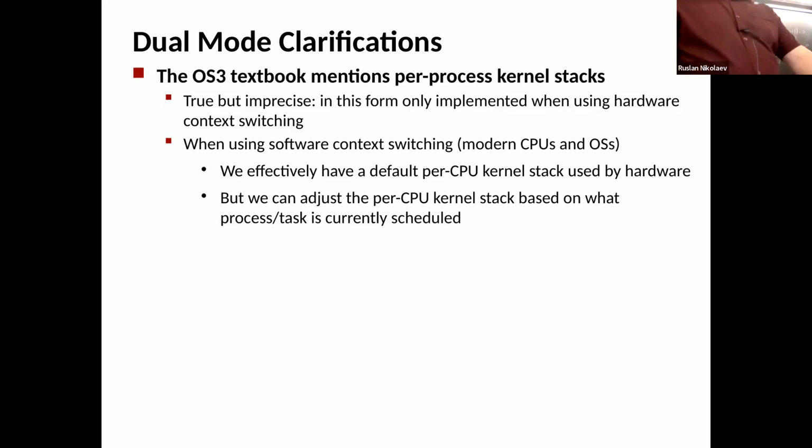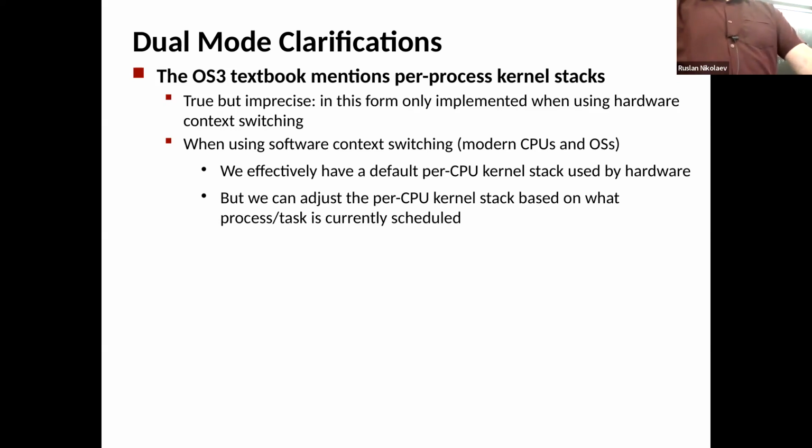Regarding dual mode, I think I already mentioned this, but I just wanted to let you know the textbook is telling you that you have a per process kernel stack. First of all, I should say it's a per thread kernel stack. It's not even per process. But we haven't talked about threads yet, so when we do, it will become more clear why. That's just one minor detail.